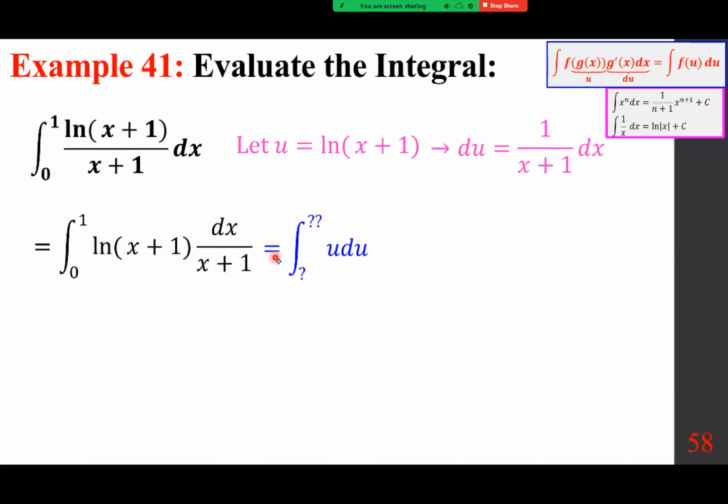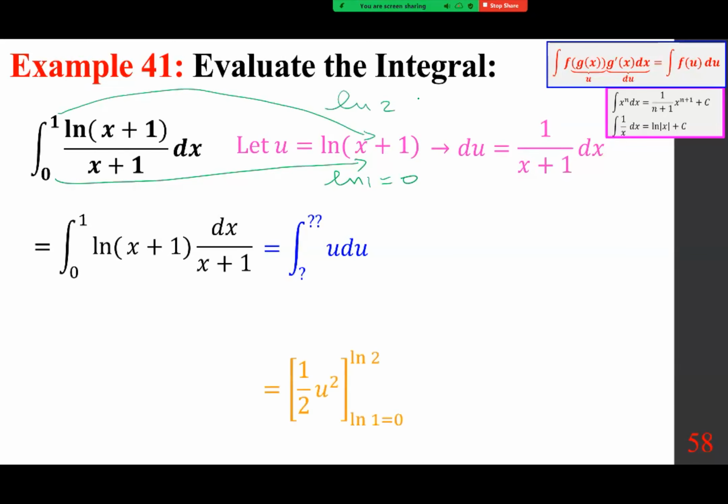And again, what are the limits? We can figure them out. So because this is 1/2 u squared, and I don't have a constant. But if I plug in 0 here, I get ln1, which is 0. If I plug in 1 here, I get ln2. And ln2 is an exact answer. You want to keep it as such.